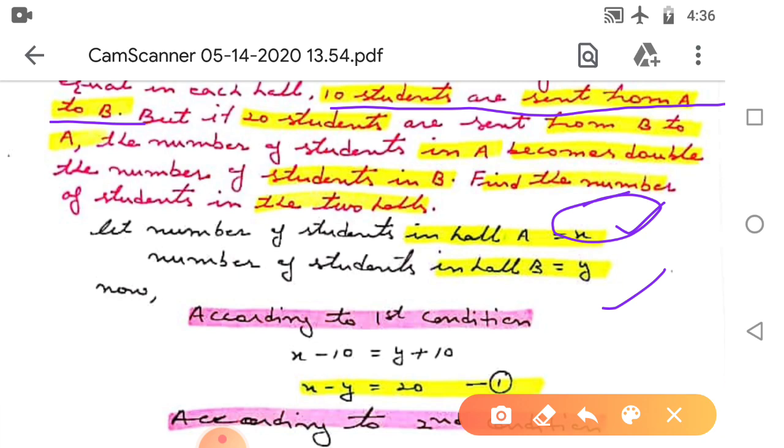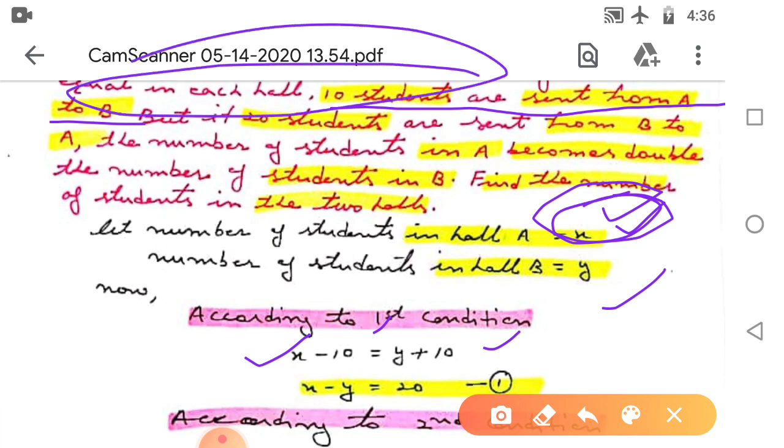Now we are sending 10 students to B. It means now in hall A we have X minus 10 students. Clear? And these students are going to hall B. So now in hall B there are Y plus 10 students, but by doing so the numbers of students are equal. When we send 10 students from hall A to B, the number of students is the same in both halls. So X minus 10 is equal to Y plus 10.